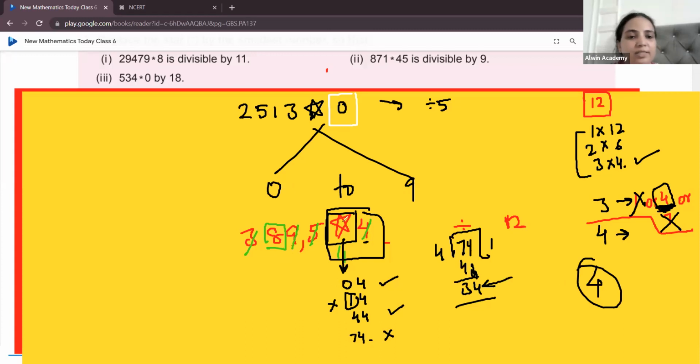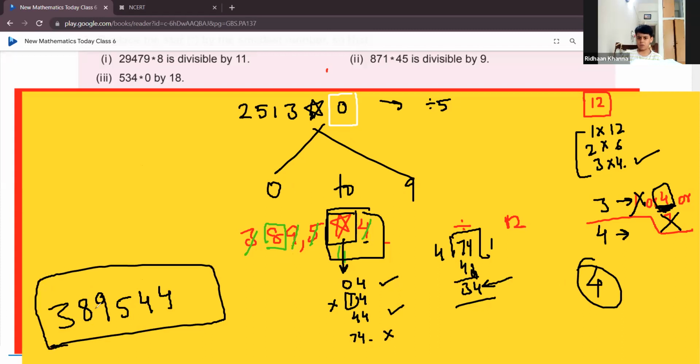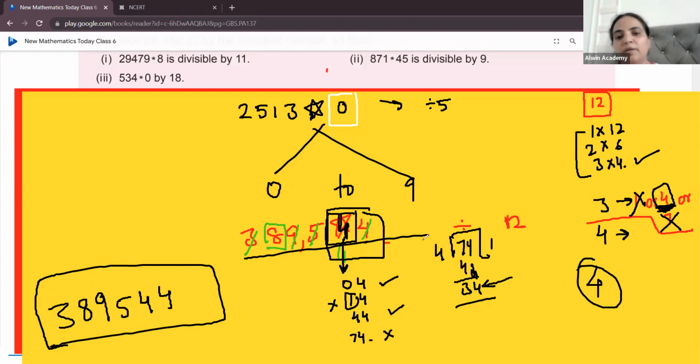Yes. So what is the number? Ma'am, what is the number now? Tell me. Ma'am, now the number is 2513. No, the number is 389544. This is the number. Dekho, the star I have replaced with 4, beta. Rest of the number will remain like that. Ma'am, I was looking at the above question.